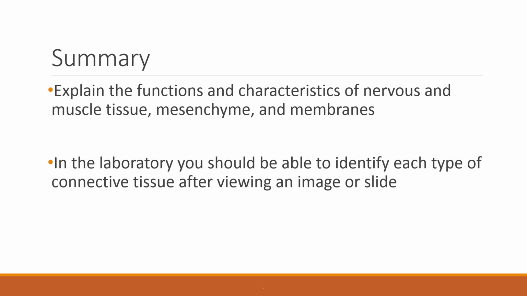Mesenchyme was the embryonic tissue that gave rise to bone and muscle and your connective tissues. It looks like a field of star-shaped cells in a web of reticular fibrils. And then finally we talked about your membranes. In the lab, you should be able to identify any of the muscle tissues, the nervous tissue, and mesenchyme. So that's it.